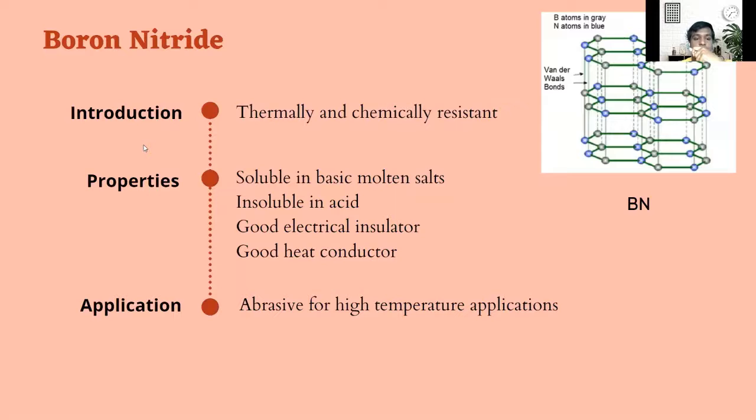Another group 13 binary compound that is associated with the atom N is boron nitride. Similar to graphite and diamond, boron nitride is also a very strong material. This is because it is thermally and also chemically resistant. The common properties of boron nitride are that it is soluble in basic molten salts, insoluble in acid, a good electrical insulator, and a good heat conductor. As we can see here, the 3D structure of boron nitride contains covalent bonds and also van der Waals bonds. This is the structure that allows boron nitride to be thermally and chemically resistant. This compound is commonly used as an abrasive for high temperature applications.